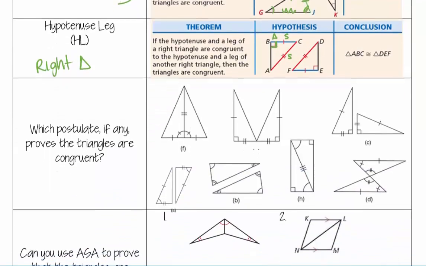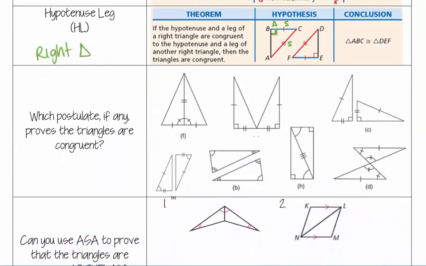So, which postulate, if any, proves that these triangles are congruent? What I would suggest you do for these is write down the information that they tell you in order and see if it makes one of our 5 shortcuts. So like this one, I have a side, I have an angle, and I have a side. So this makes SAS, that's one of our shortcuts, which means I could prove those triangles are congruent by side, angle, side.